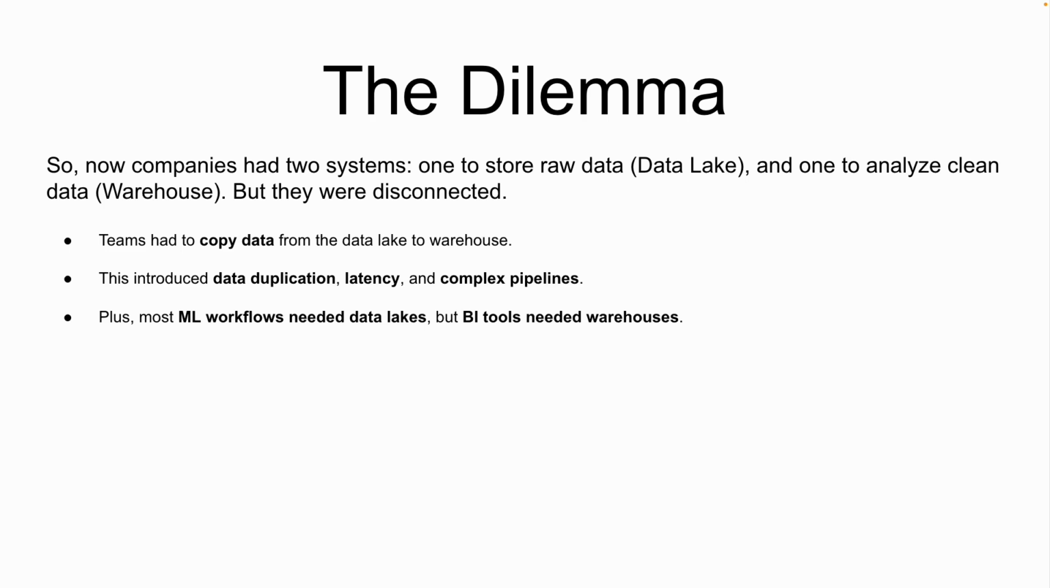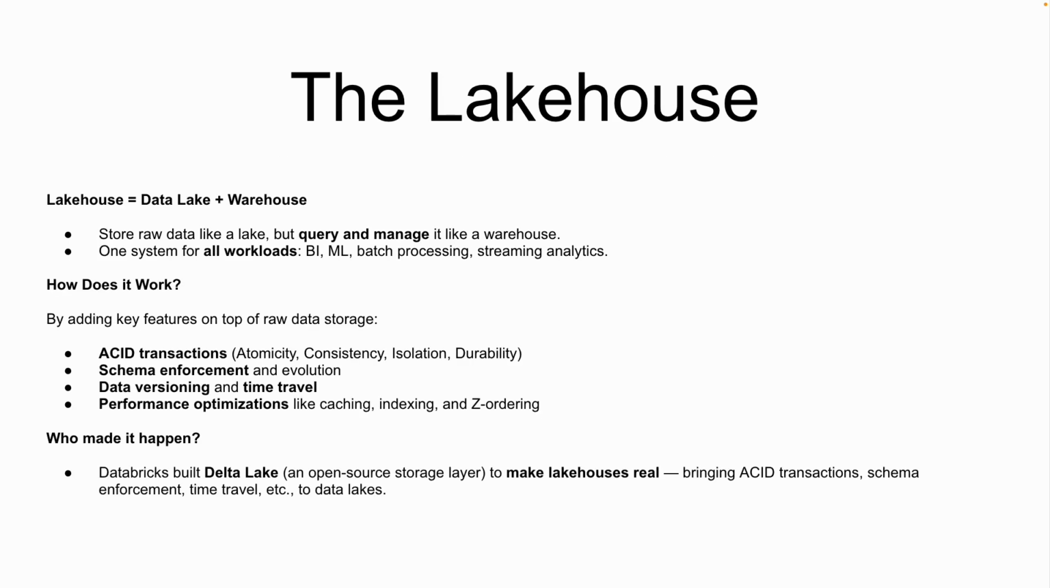So to solve this problem, lakehouse came into the picture. What lakehouse does is take the best of both worlds. It is combining the features from the data lake and the features from the warehouse. So it stores raw data like your data lake, but you query and manage it like a warehouse. So one system for all the workloads: your BI, machine learning, streaming, batch processing, right?